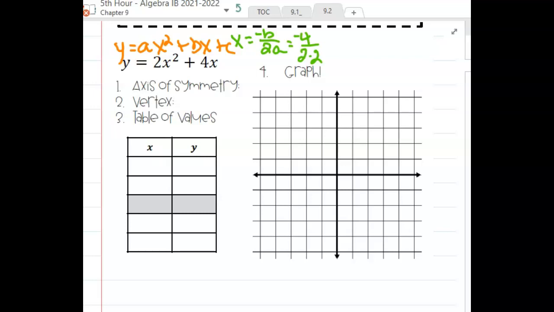Then you want to go ahead and simplify this. You're going to take 2 times 2, which is 4. So it's negative 4 over 4, which is negative 1. That's the first most important thing you guys have to be able to do. You have to find the axis of symmetry. So x equals negative 1.